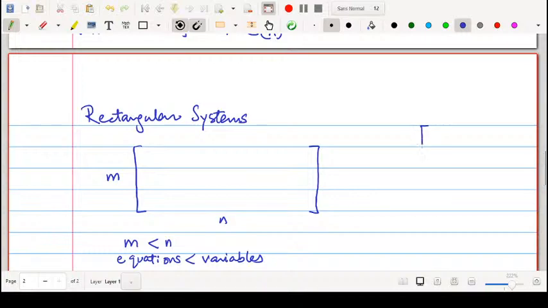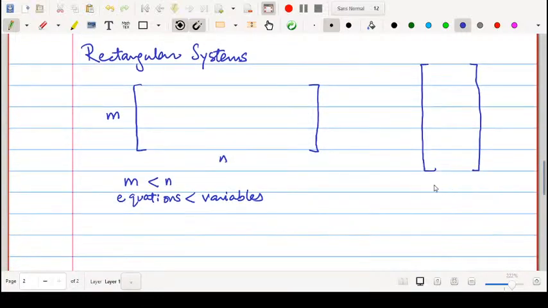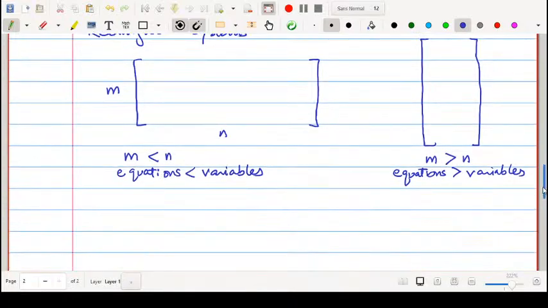The other condition for rectangular systems is something like this, where you have more rows, right? So you have m greater than n, in which case you have more equations to satisfy as compared to variables. And these systems can arise in different situations. Systems such as this more commonly arise in linear regression problems, when you're trying to fit a line through a few points.